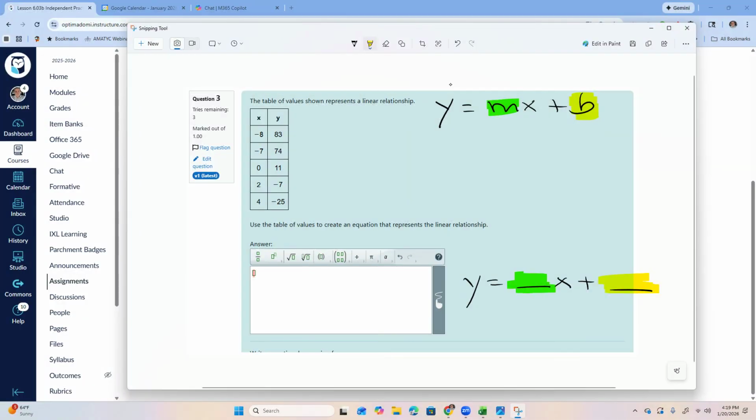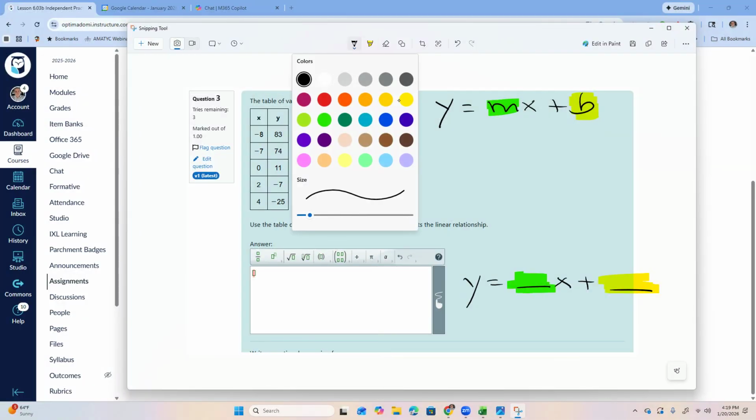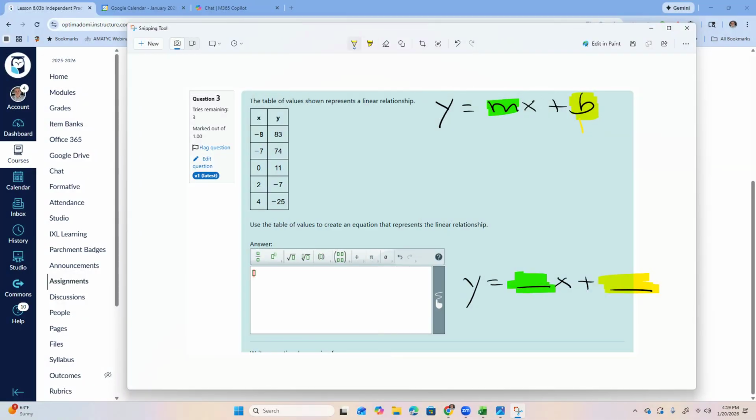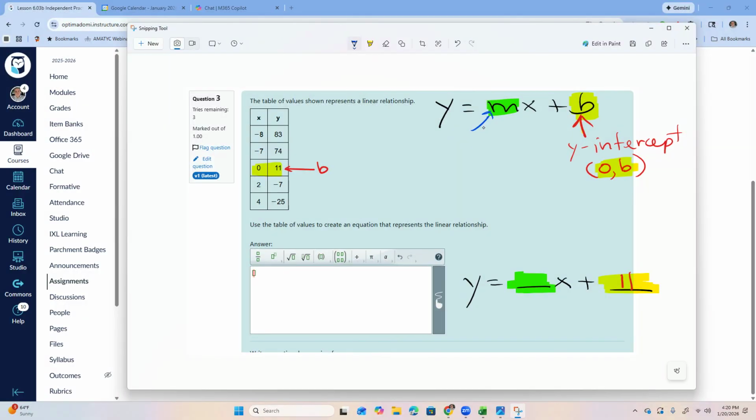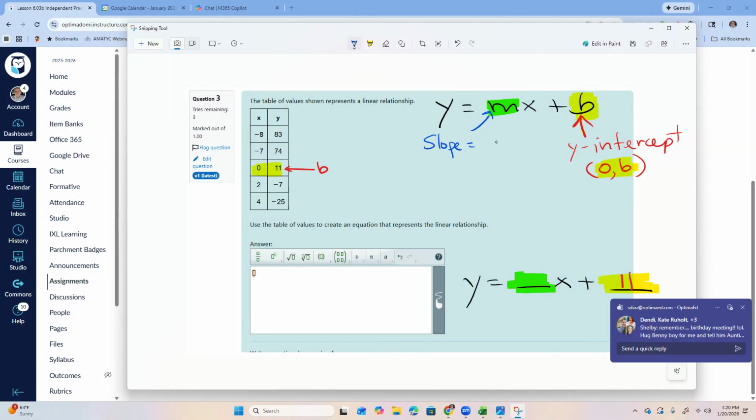First step, find b. How do we find b? We're going to find the point. Remember that b is called the y-intercept. And the y-intercept is a point on the y-axis that looks like this: 0, comma, and a number. So look in the table for a row that starts with 0. And you can see it's right there. So the 11 is my b. That's what I'm going to put in this blank space. Now I'm going to find m. Remember, m is the slope.